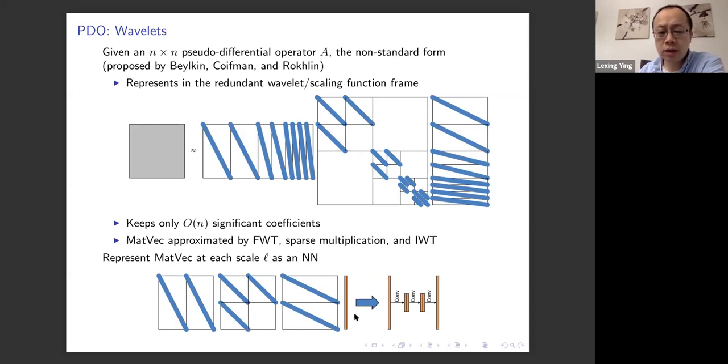Now, it's not hard to see that because these wavelet coefficients and masks are translation invariant, this operation itself can be written as in the small figure on the right-hand side. You can take your input vector, do a convolution with two output channels to perform the wavelet and scaling function transform, then do another convolution to apply this operator in the wavelet basis, and then finally synthesize it back. So it's really a three-layer convolutional neural network. However, this only works for one single scale.